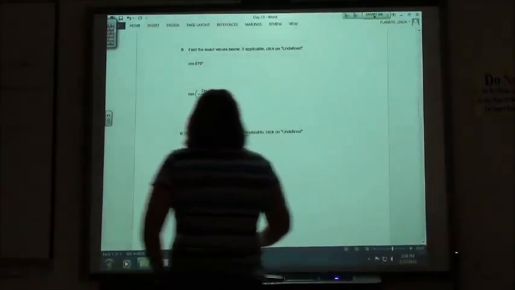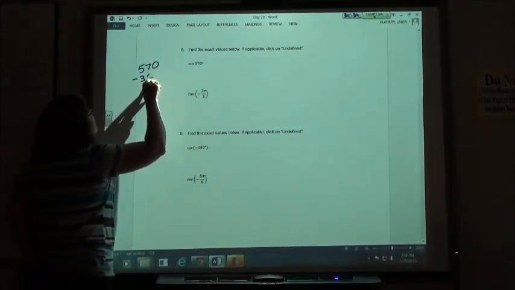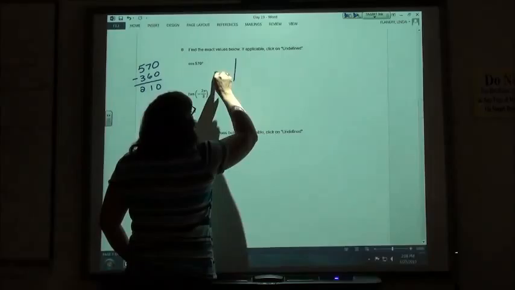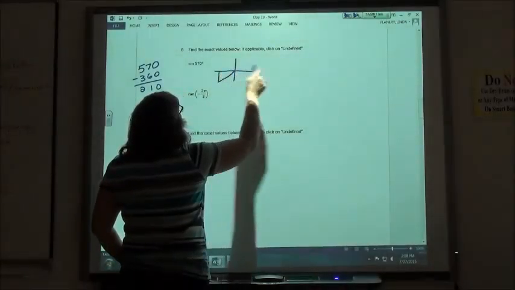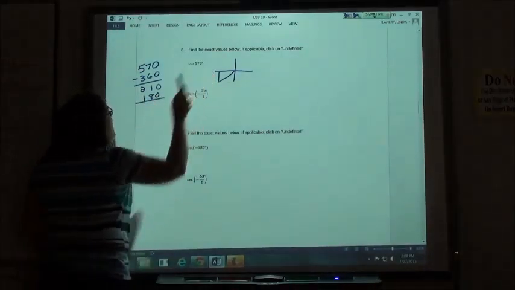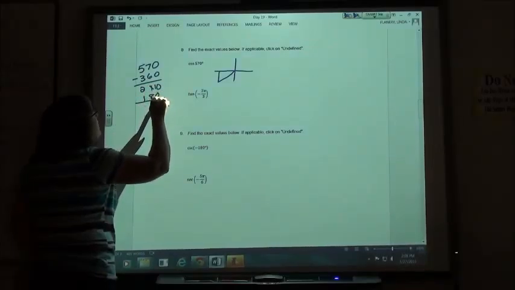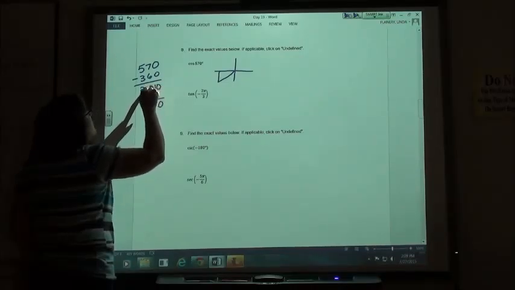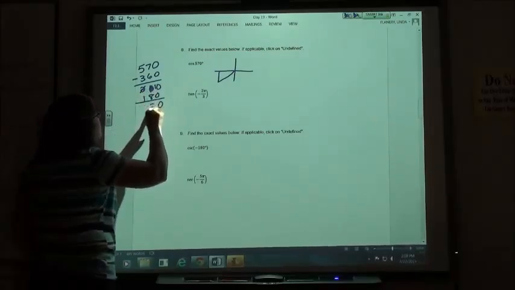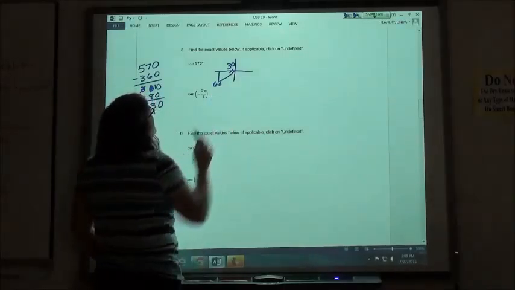Number 8, so I'm going to do the cosine of 570. Again, that's bigger than once around, so I'm going to subtract my 360 from it. That gives 210. So 210 would be in quadrant 3. If I take 210 minus my 180, since 180 would be right to the line, that's not what I want to do. 210 minus 180 is 30. So this would be my 30-degree angle. So over here would be my 60-degree angle.